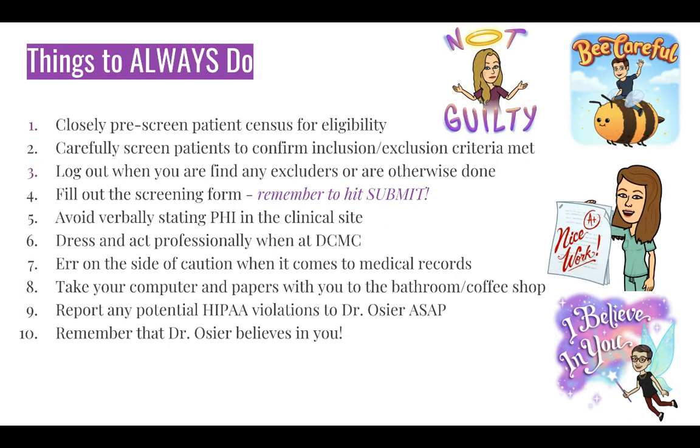All right, and then things that you always want to do is you want to make sure that you closely pre-screen the patient census that you have access to, and make sure you're looking for eligibility based on the criteria for this study. You want to make sure to carefully screen the patients to confirm that they have all the inclusion criteria and none of the exclusion criteria.